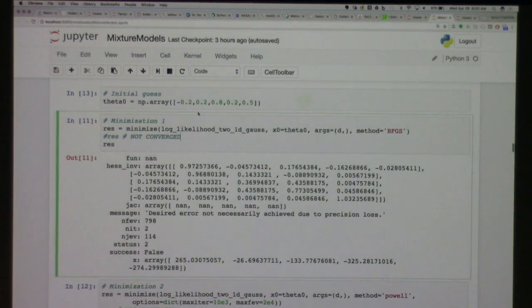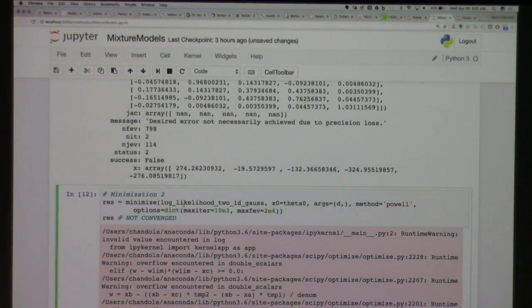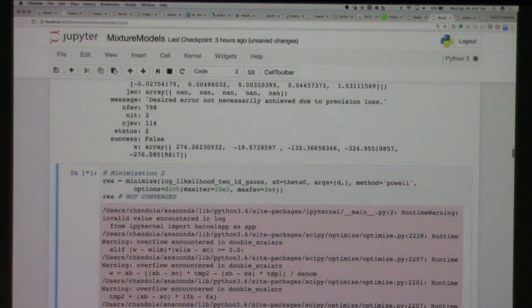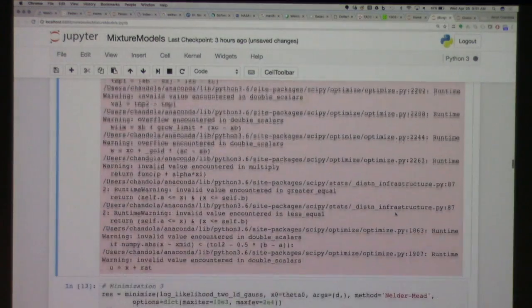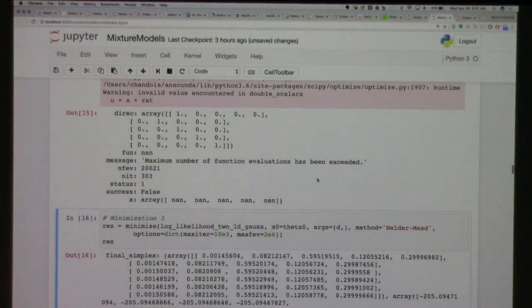If you apply that here, what you will see is that it does not converge. Why? Because this objective function is very weird. It's a summation of the log, which means that it's not convex anymore, right? So it's very hard to find the optimal. So this one doesn't work. That's called BFGS, after somebody's name. Powell does not work. There's Nelder-Mead, which kind of works actually.